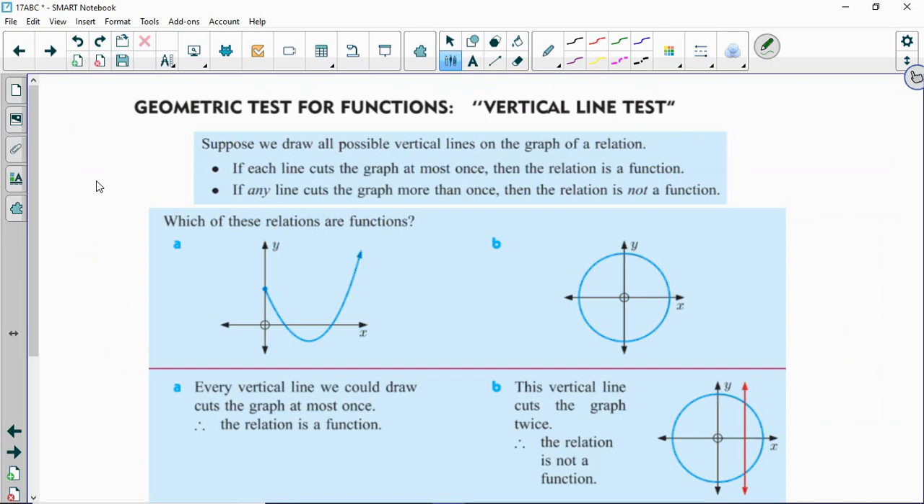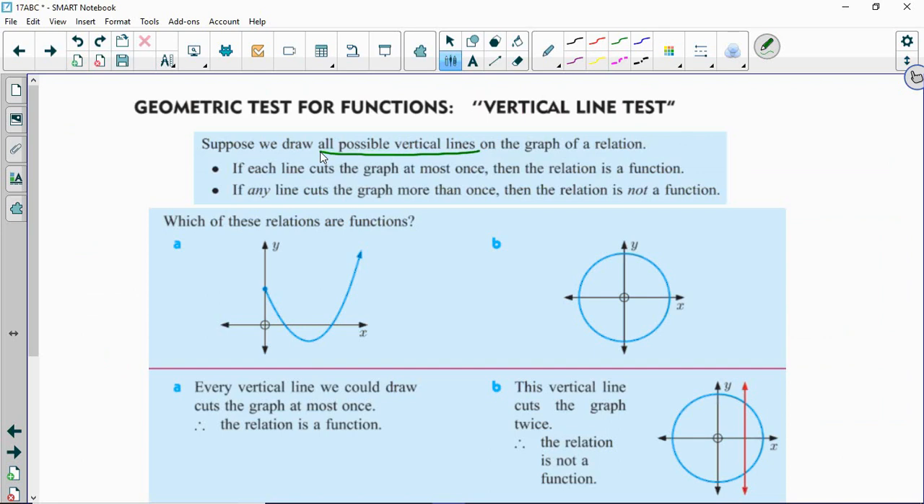Basically, we look at a picture of the function and we imagine that we were drawing every single possible vertical line over the graph. And then we look and see if any one of those lines happens to cross the graph more than once. If so, then the relation is not a function.